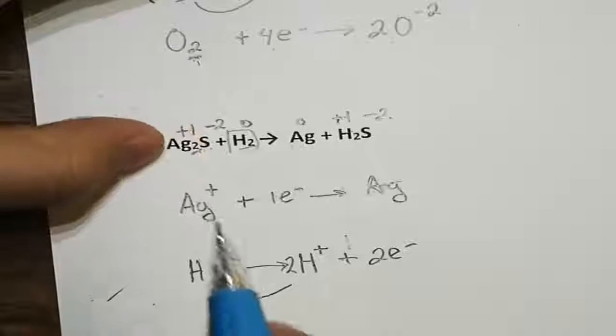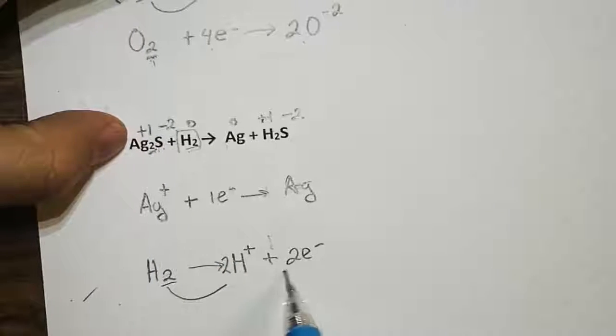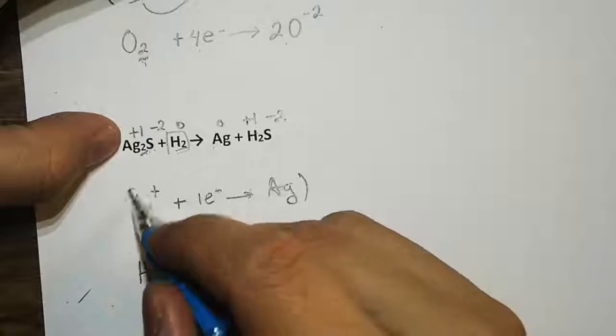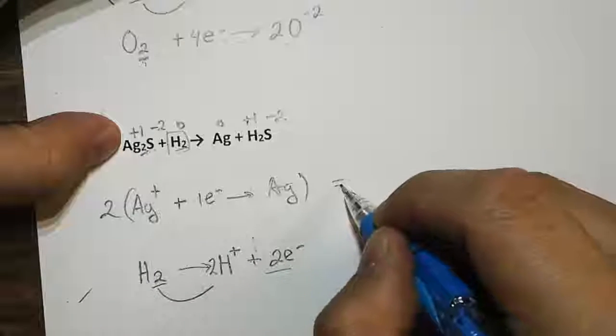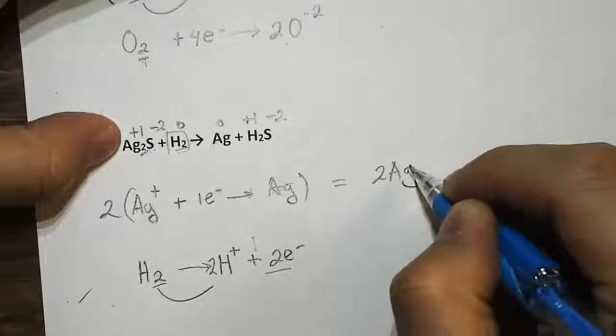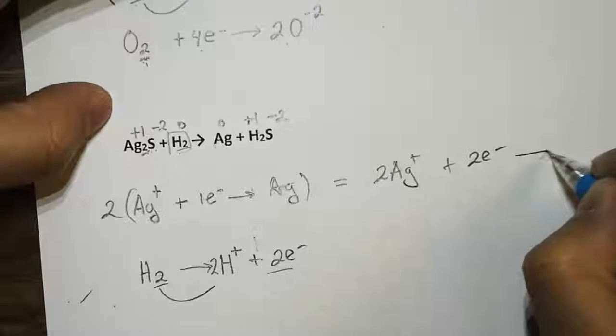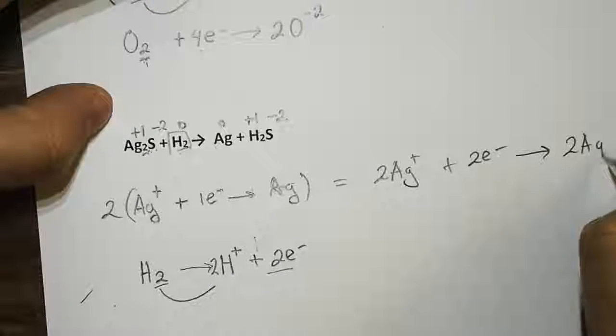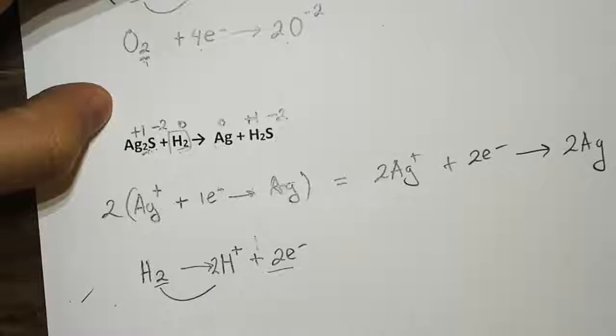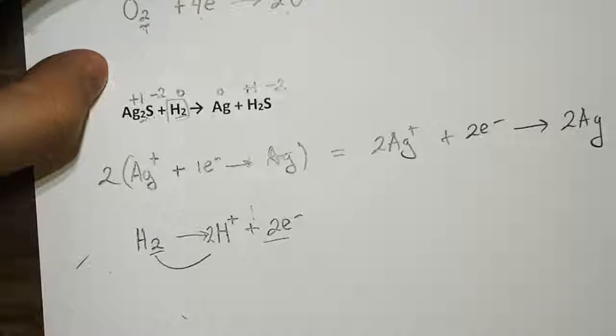Now let's go back to the 2 on Ag. Notice how this is 2, and we need to balance it out. We multiply this by 2 and that gives us 2Ag+ plus 2 electrons equal to 2Ag. There you go. And that's all we have to do. Isn't that easy?